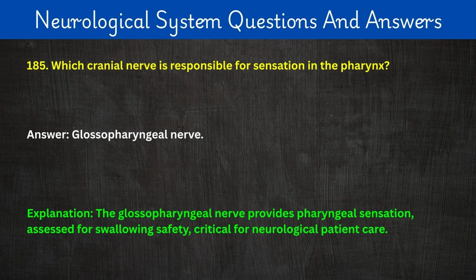Answer: glossopharyngeal nerve. Explanation: the glossopharyngeal nerve provides pharyngeal sensation, assessed for swallowing safety, critical for neurological patient care.